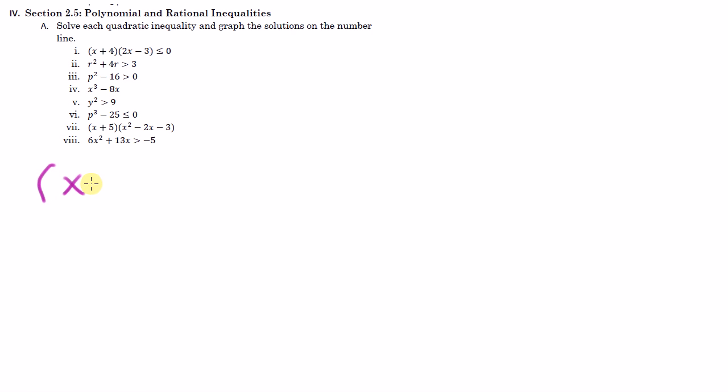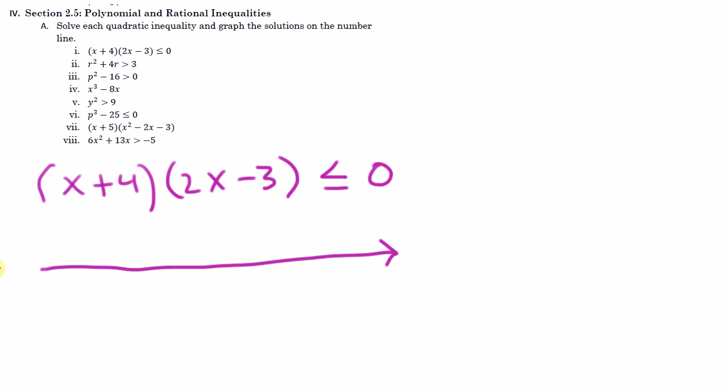So, okay, we have (x + 4)(2x - 3), and they want to know when that is less than or equal to 0. They say solve each quadratic inequality, and then we're going to graph the solutions on a number line. It's solved for 0, and we have two zeros. We have x equals -4, so x equals -4, and x equals positive 3/2.